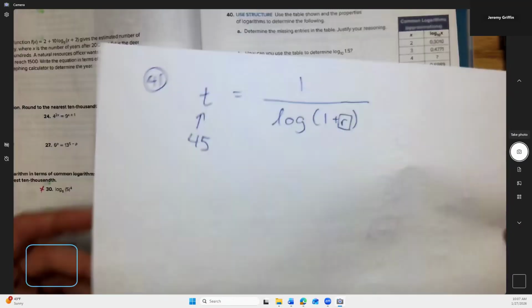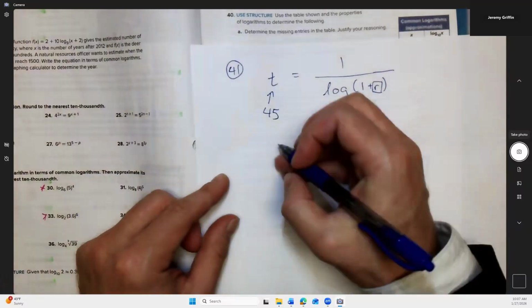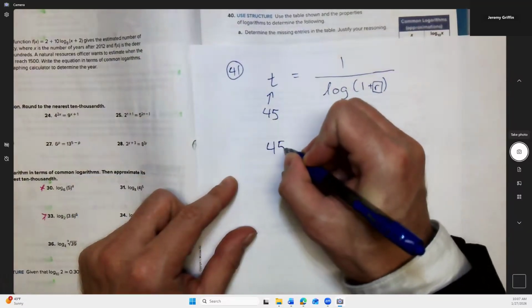And so that's probably why they're doing this here. So let's say 45. Wait, sorry, Mr. Griffin, could you go back to that? It's right here. Yeah. Okay.